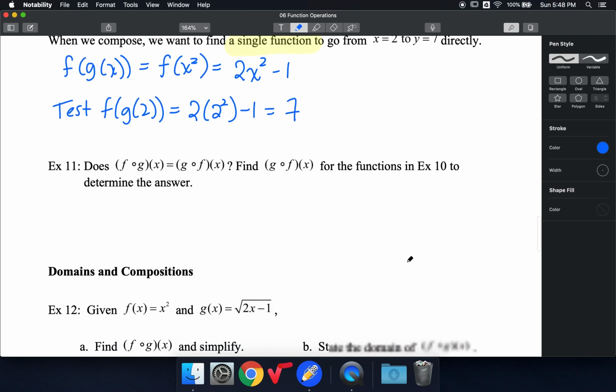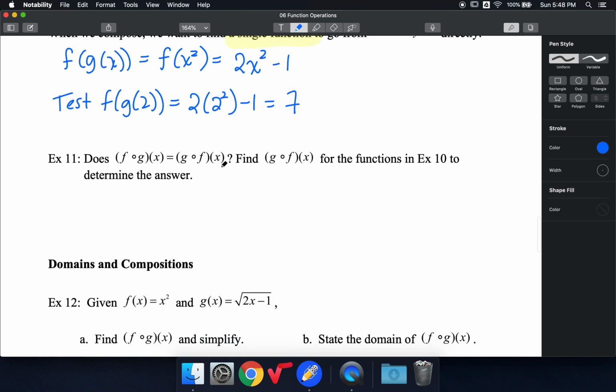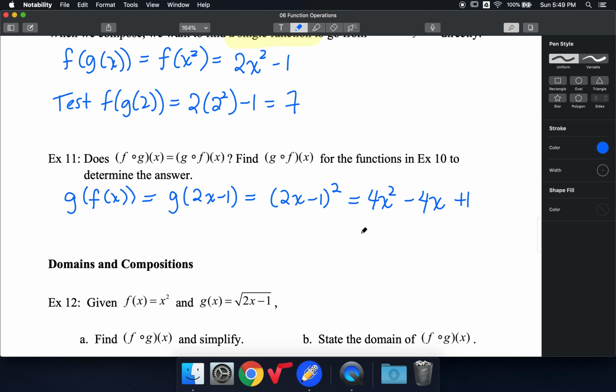Well, I hope this has you wondering, does f of g of x equal g of f of x? Let's see. If I was going to do g of f of x for my function above, then I'm going to get g of 2x minus 1. Now I'm going to take this, put it into my g, which means I'm going to square it. Well, this is equal to 4x squared minus 4x plus 1, which does not equal 2x squared minus 1. So only rarely will f of g of x and g of f of x be equal. Almost always they are not equal.